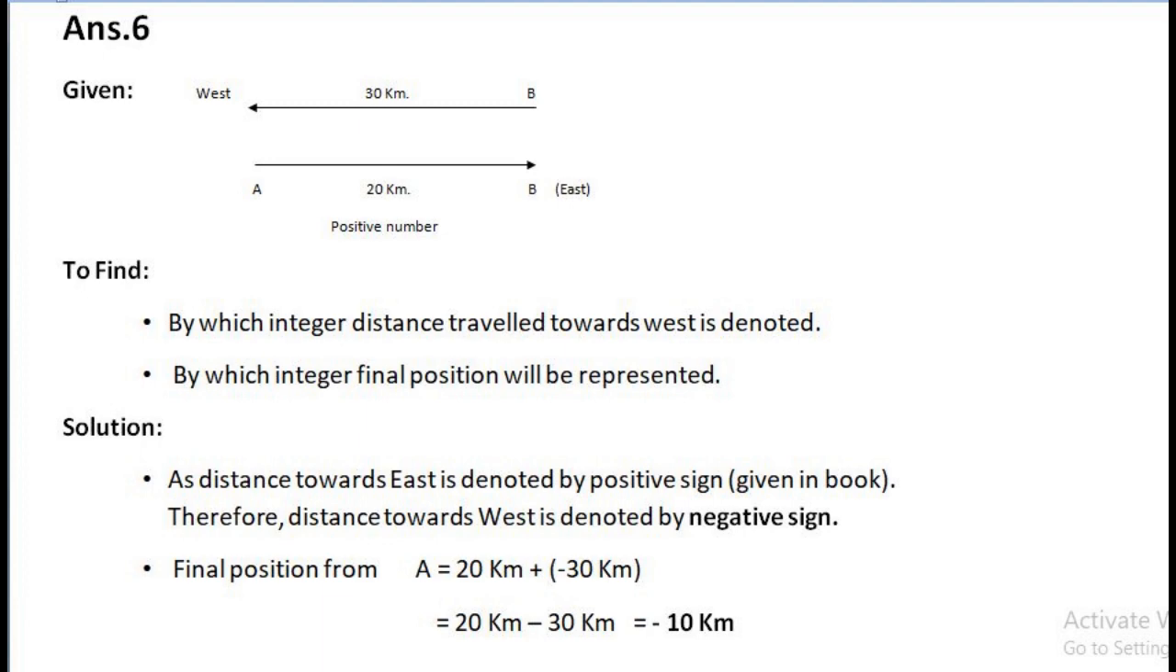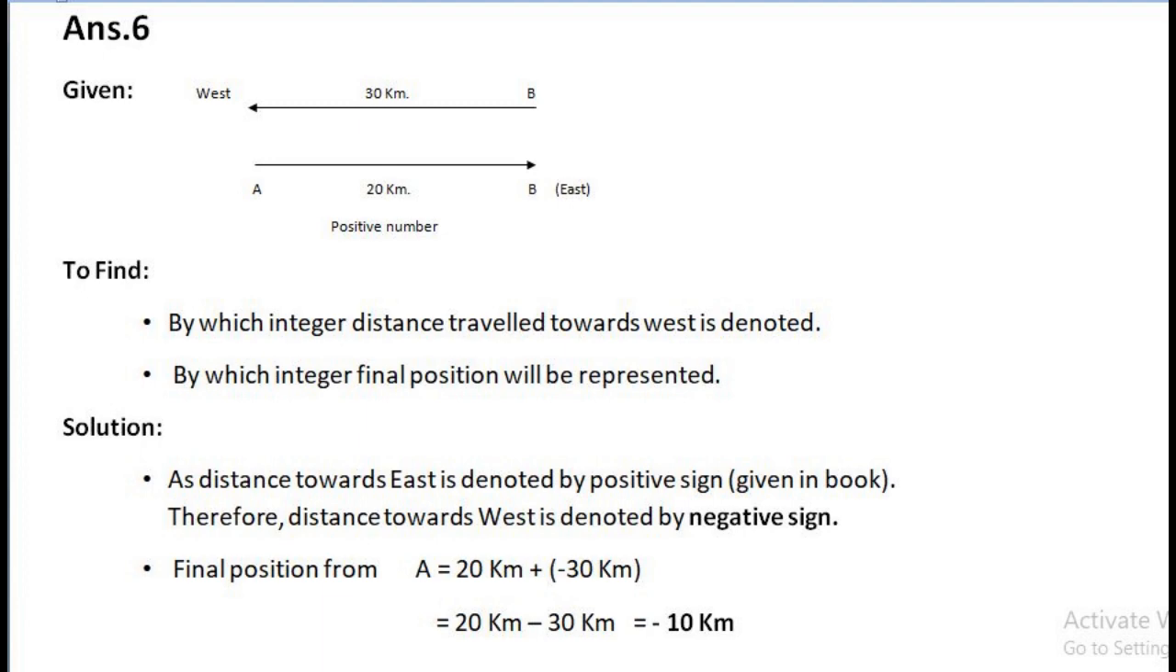So when we open the bracket, 20 kilometer minus 30 kilometer will be there, and its answer will be minus 10 kilometer. Why minus sign? The greater number is 30 and it has a negative sign, so the answer will have a negative sign. So the final position is a negative integer. This is all about your answer in question number 6.